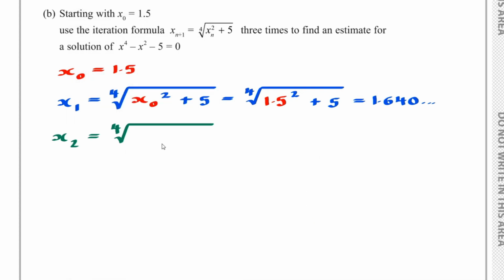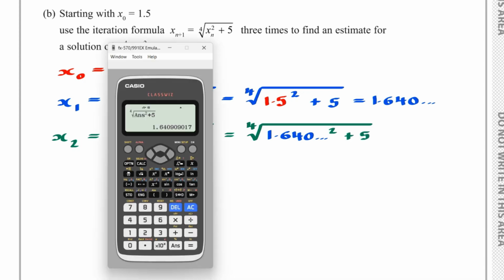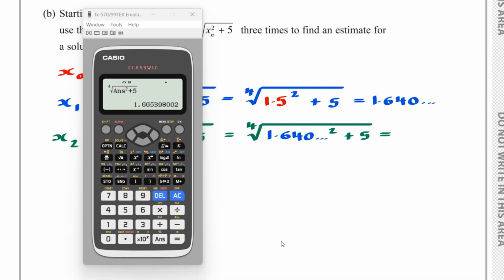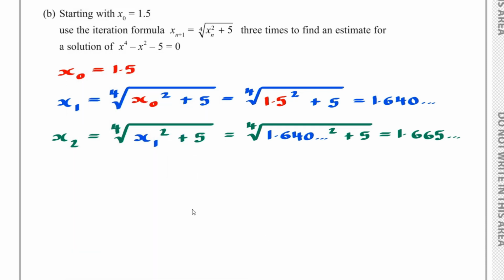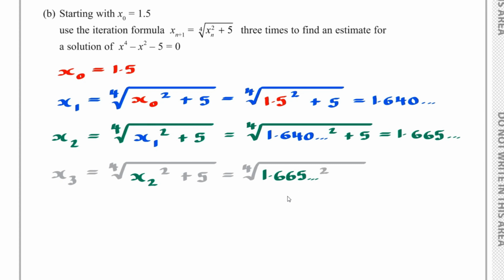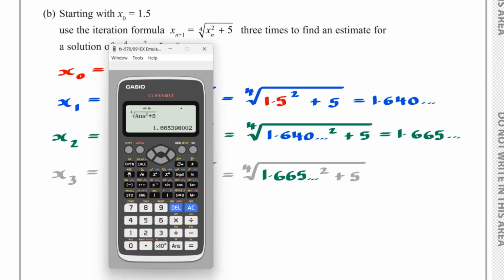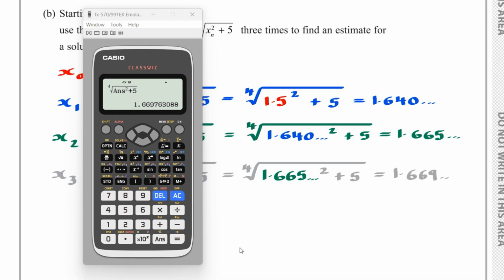x2, that's equal to the 4th root of x1 squared plus 5. So I've got the 4th root of 1.640, etc. squared plus the 5. And if I press equals again, I find my next solution to be 1.665, etc. And x3, that's equal to the 4th root of x2 squared plus 5. So I've got the 4th root of 1.665, etc. squared plus 5. And if I press equals again, I end up with 1.669.